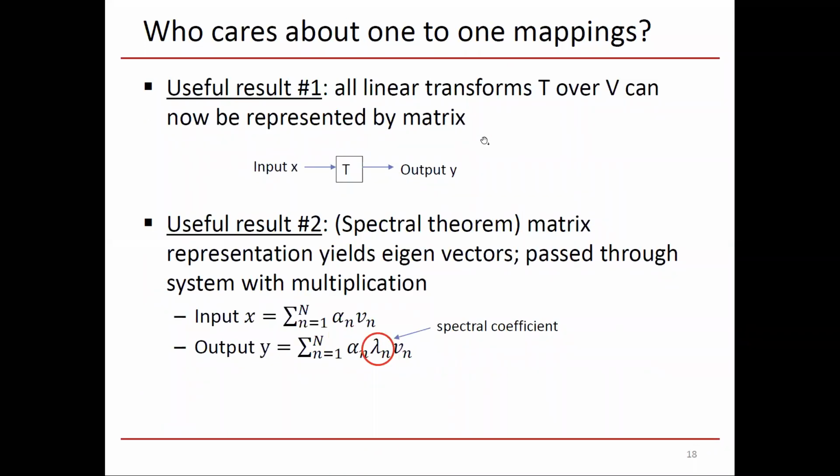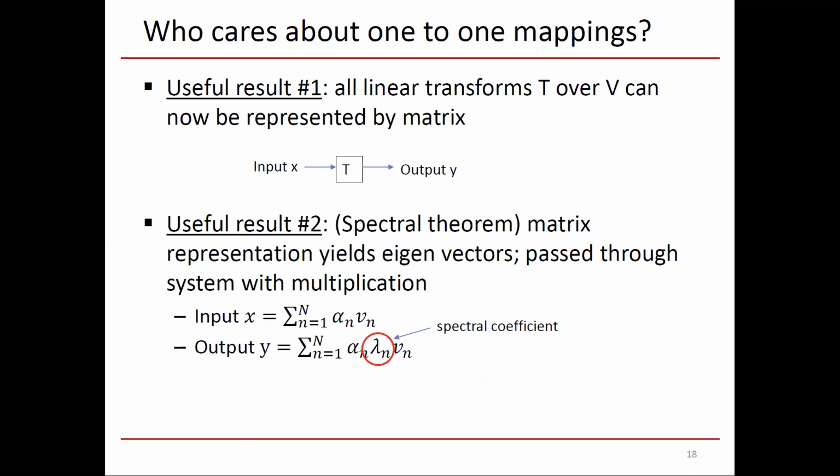So you might ask, well, why are these one-to-one mappings helpful? One useful result is that all linear transforms T over an inner product vector space capital V can be represented by a matrix, because we have this orthonormal one-to-one mapping. We can express X, the relation from X at the input to Y at the output, as a multiplication by a transform. And matrices are convenient, right?